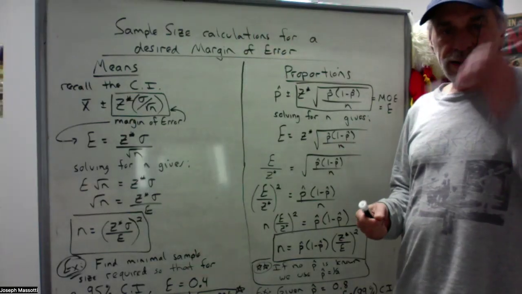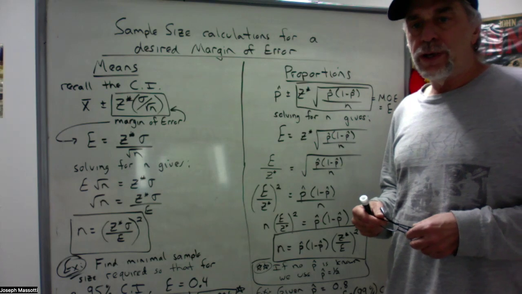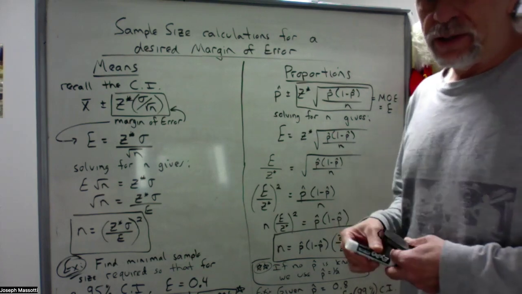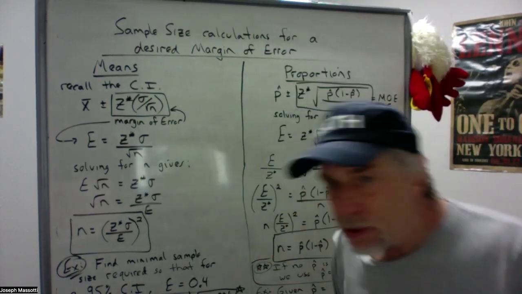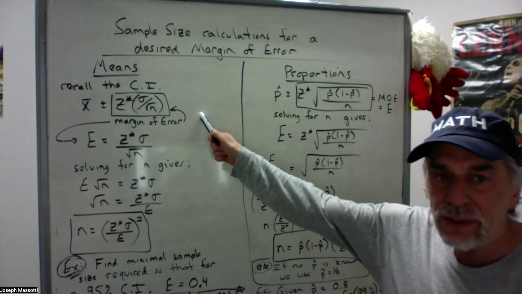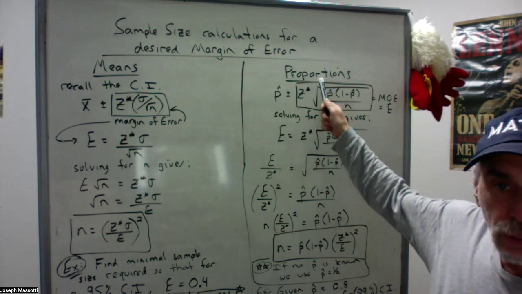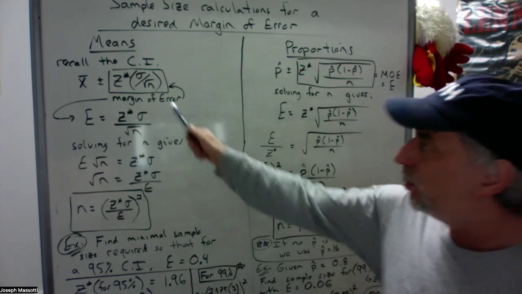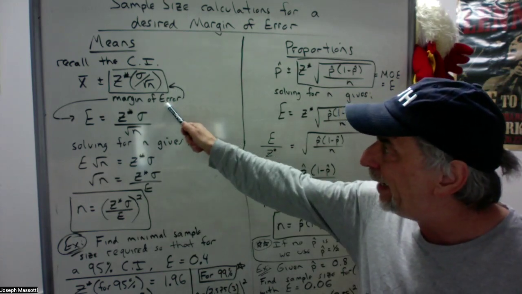All right, today we're going to look at sample size calculations for desired margins of error. So this goes along with confidence intervals. We talked about confidence intervals for means. We talked about confidence intervals for proportions. So I want you to recall the formula for the confidence interval for a mean, right?